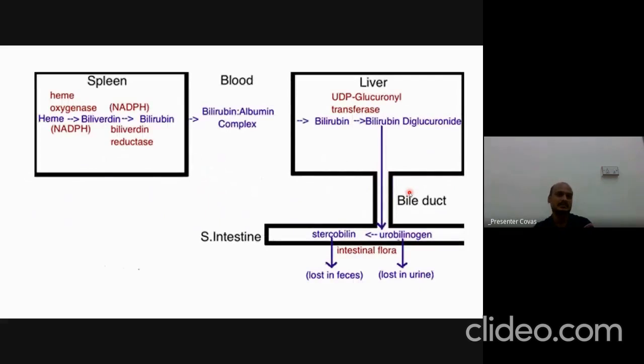So this one is the synthesis of bilirubin pathway. Heme is there, heme oxygenase leads to biliverdin. Biliverdin gets converted into bilirubin by biliverdin reductase. Now this bilirubin travels from the spleen to the blood. So the traveling molecule is albumin, the truck which carries bilirubin to the liver. So inside the liver there is a UDP glucuronyl transferase molecule. So bilirubin combines with this glucuronyl molecule, and we get bilirubin diglucuronide and monoglucuronide.